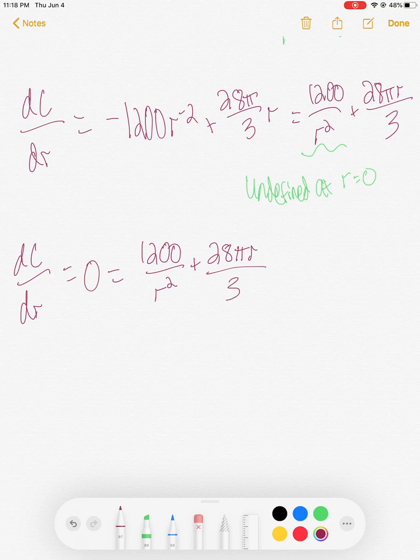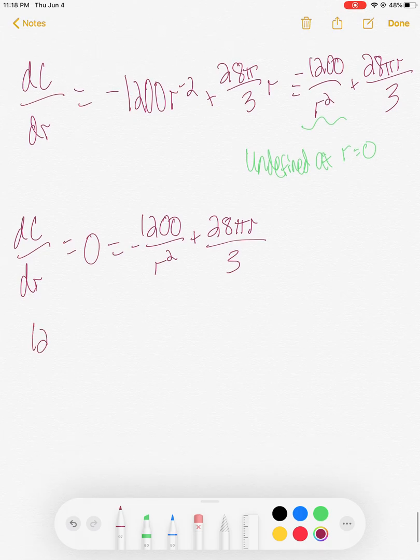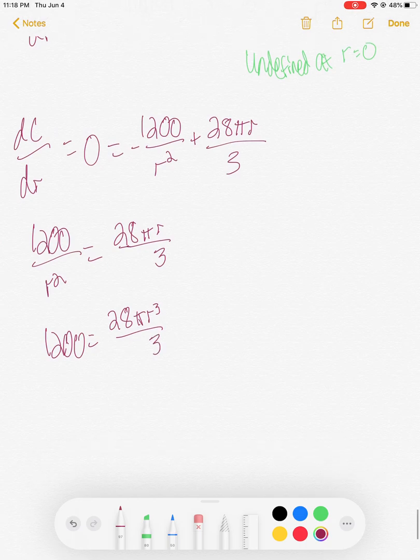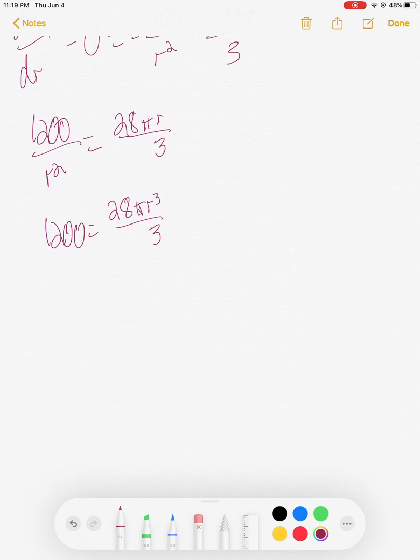And all that we need to do then is set this derivative equal to 0. So 0 equals negative 1200 over r squared plus 28 pi r over 3. That should be negative. I lost a negative sign. There we go. All right, so this is the same as saying 1200 over r squared equals 28 pi r over 3. If I multiply everything by r squared, this is the same as saying 1200 equals 28 pi r cubed over 3.